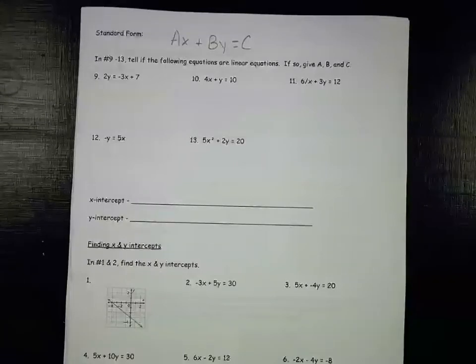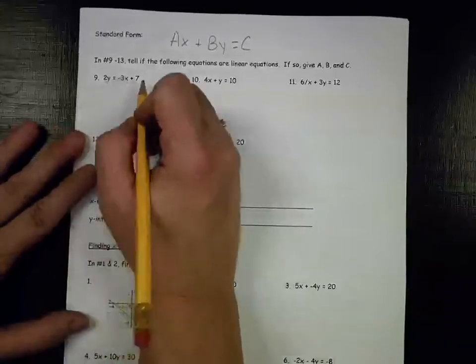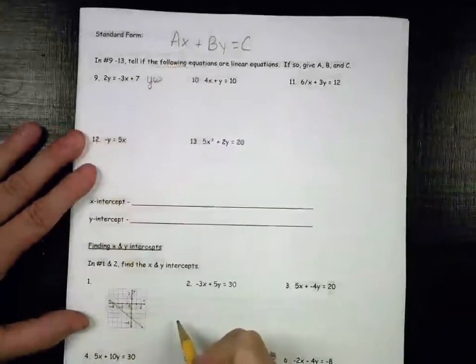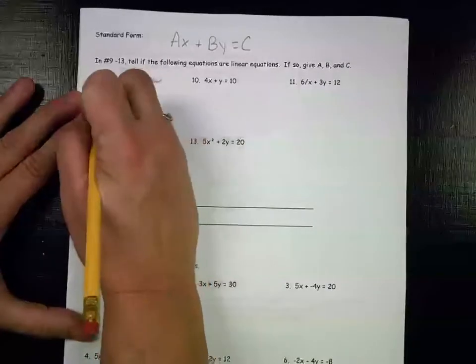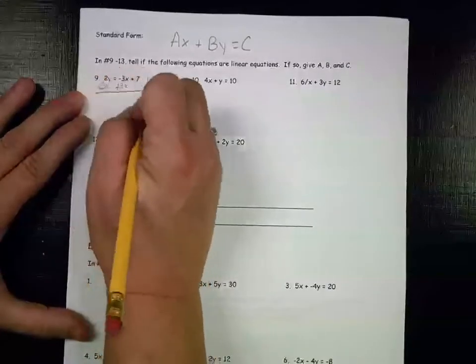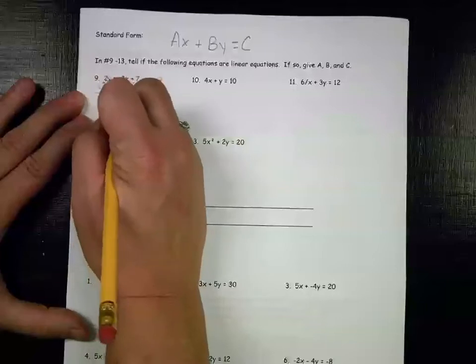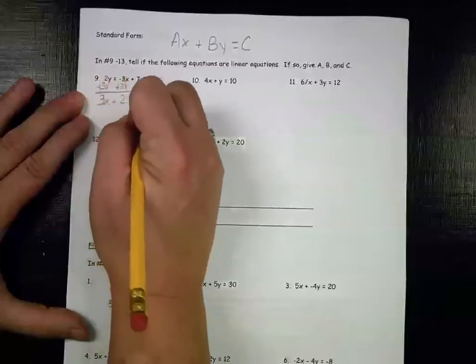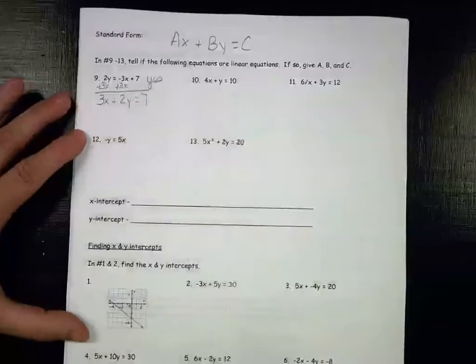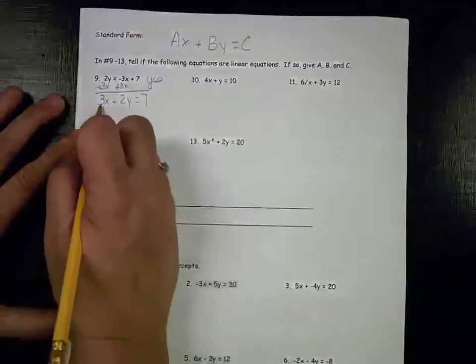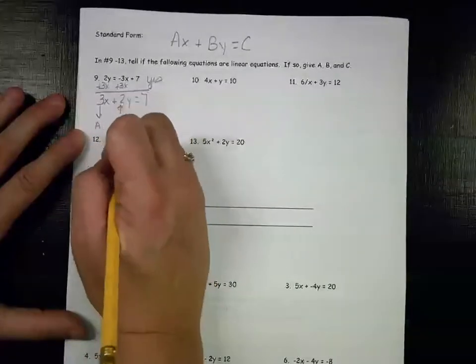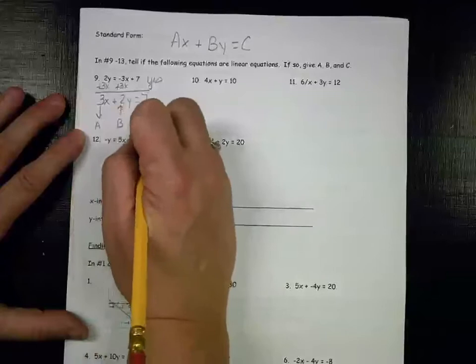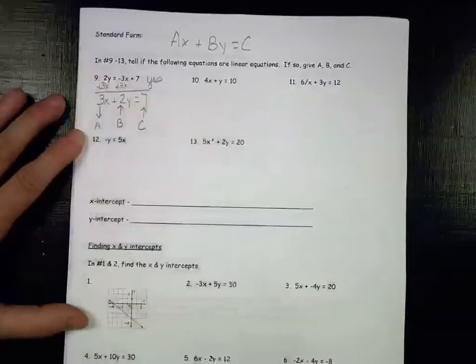And we need to say whether these are linear equations. This first one is a yes. That is a linear equation. And to put this in standard form, I'm going to add 3x to both sides, and that becomes 3x plus 2y equals 7. Our a value is 3. Our b value is 2. And our c value is 7.